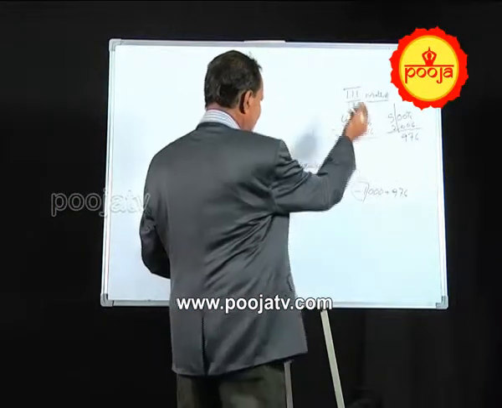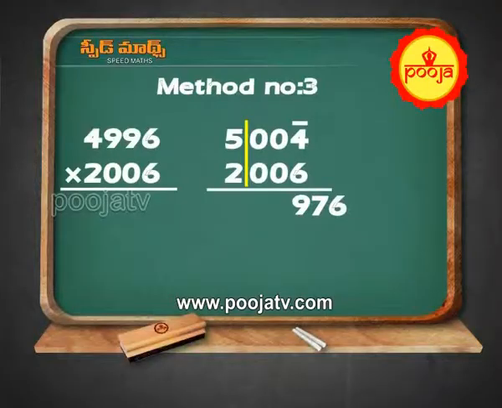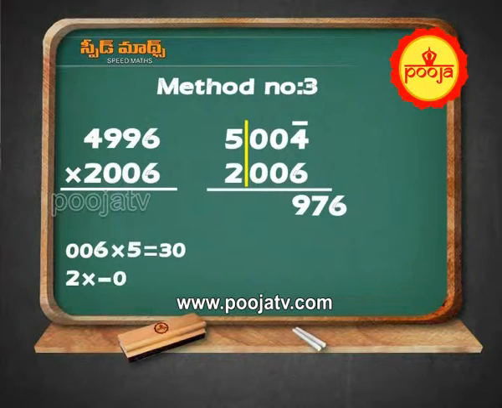Next, automatically you go for cross multiplication. 006 into 5 equal to 30. 2 into minus 004 equal to minus 8. 30 minus 8 equal to 22.